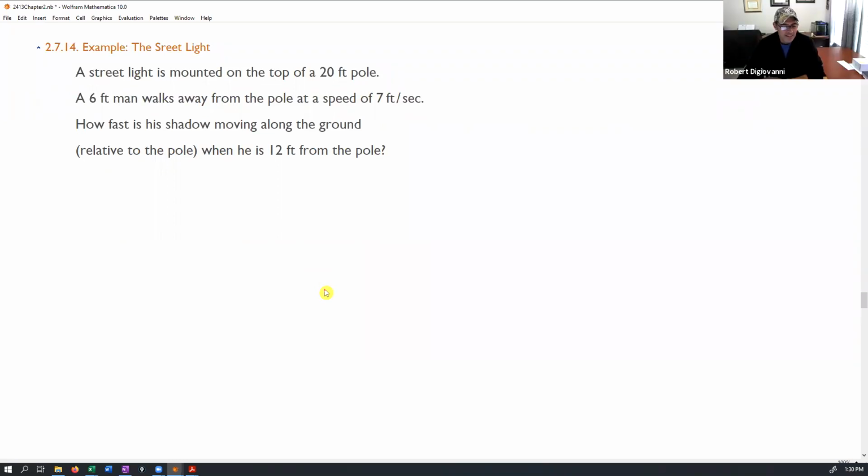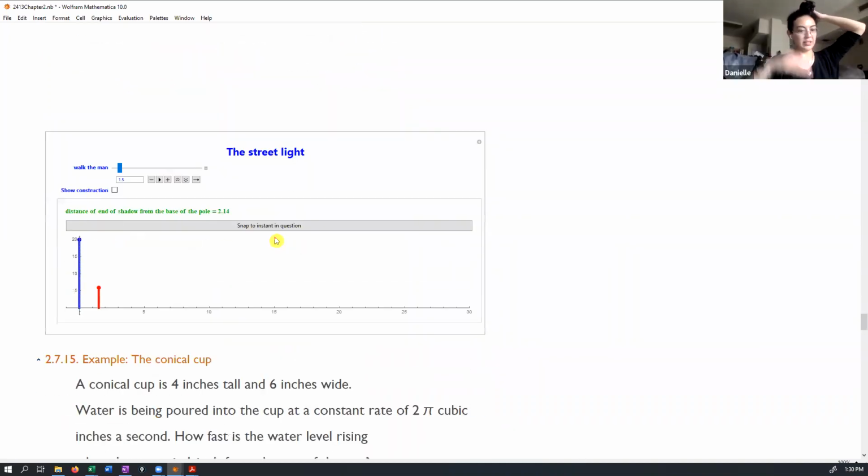Fantastic. Okay. Street light. Okay, we did that problem, right? We did that problem, that street light problem. Yes, we did. Okay.